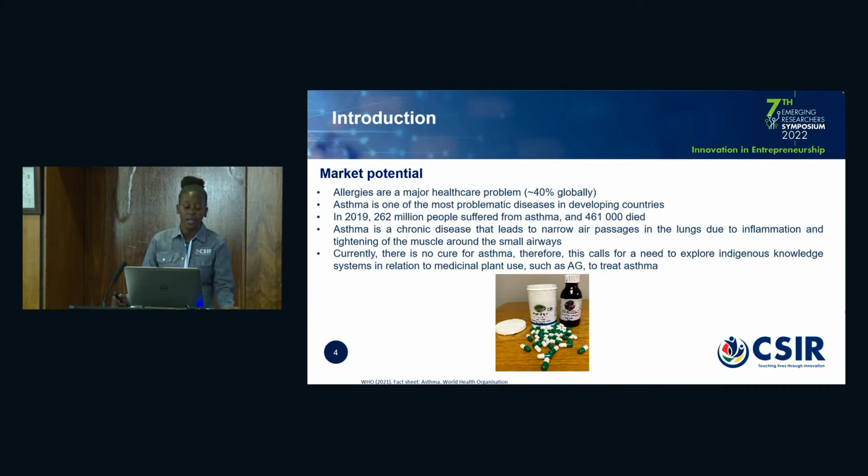Asthma is a chronic disease that leads to the narrowing of air passages in the lungs due to inflammation and tightening of the muscle around the small airways. Currently, there is no cure for asthma. This leads to the exploration of indigenous knowledge systems in relation to medicinal plant use, such as African ginger, in the treatment of asthma. The picture below shows African ginger capsules and syrup that were developed by the CSIR as prototypes.